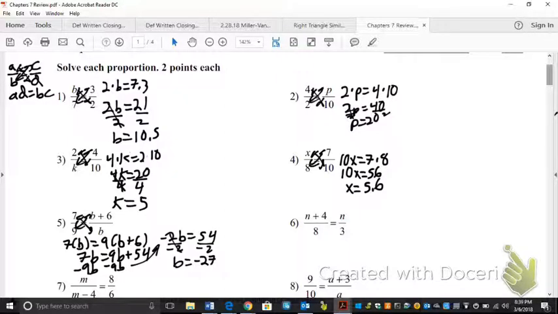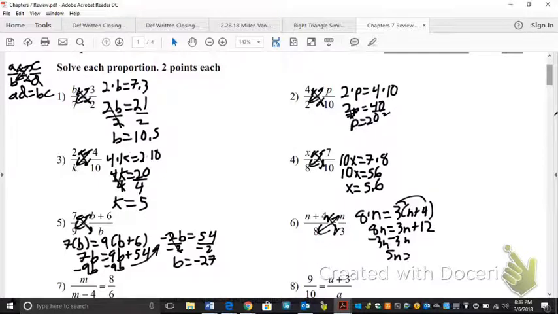For number 6, same general idea, cross multiply. We're going to get 8 times n equals 3 times n plus 4. Distribute the 3, and we're going to get 3n plus 12. Subtract 3n from both sides, and we get 5n equals 12. Divide both sides by 5. We're going to get n equals 12 over 5, or we can also do it as 2.4.